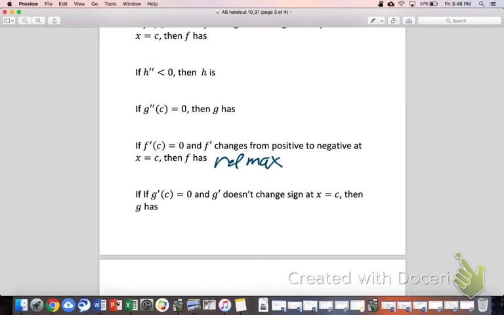That's the first derivative test. And the last one, sorry about that, it says if g prime of c equals 0 and g prime doesn't change signs at x equals c, then g has an inflection point at x equals c.